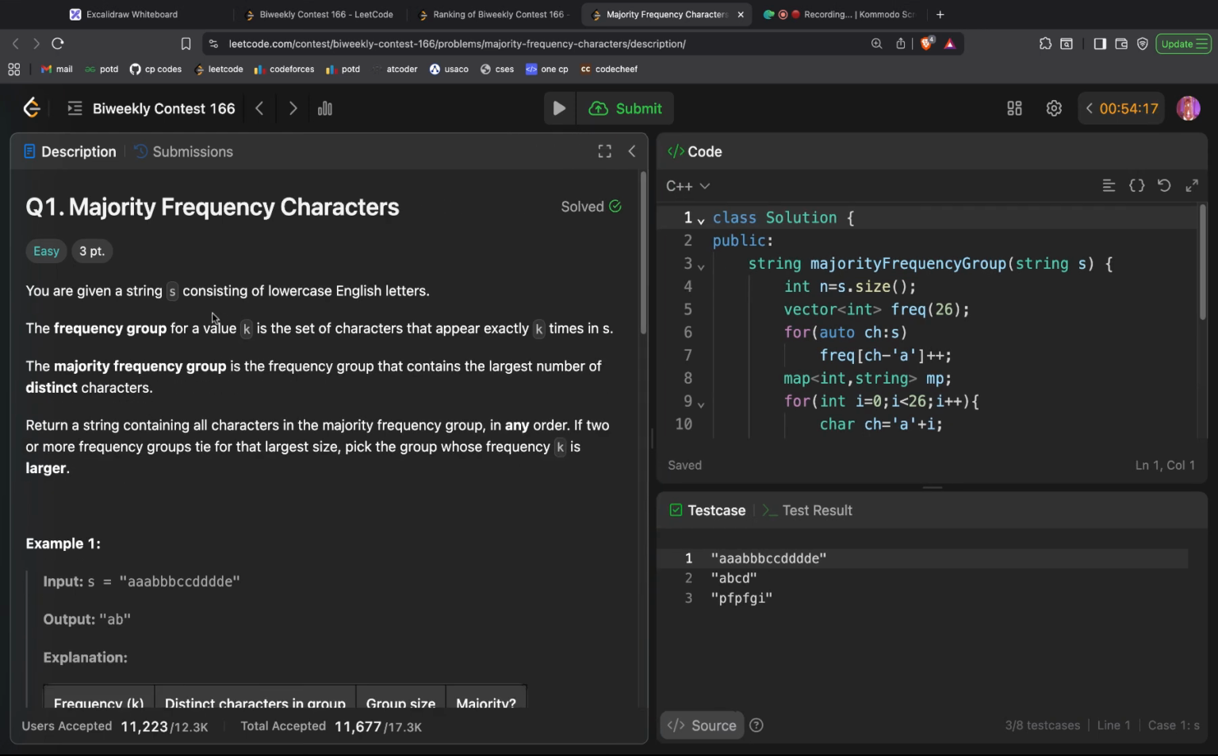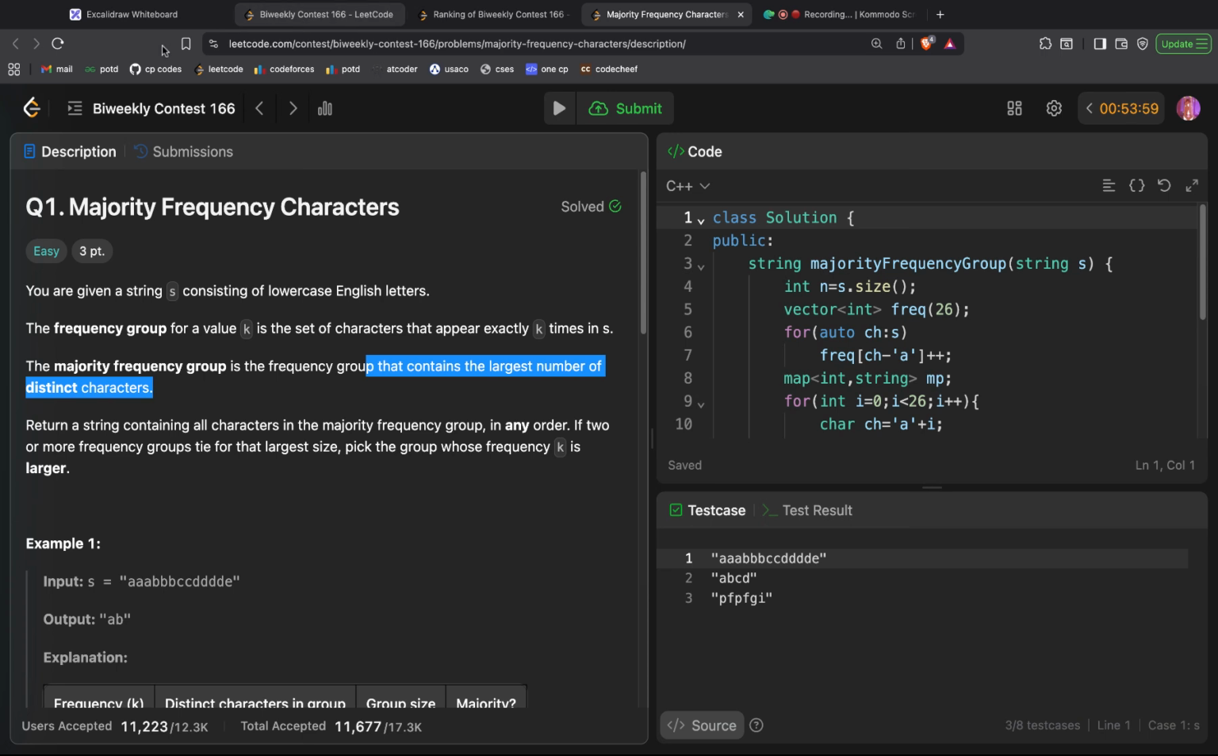So what does the first problem say? You're given a string s consisting of lowercase English letters. The frequency group for a value k is the set of characters that appears exactly k times in s. The majority frequency group is the frequency group that contains the largest number of distinct characters.